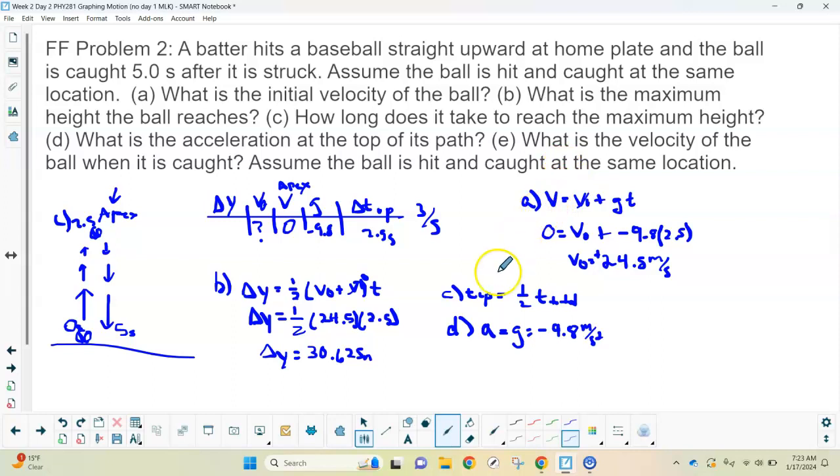E, what's the velocity of the ball when it's caught? You could do this equation for 5 seconds with the initial velocity. It turns out that it's the same. So again, it's 24.5, but this time meters per second, it's traveling back downward. Again, that's the symmetry bit. If it's thrown up and returns to the same level, it's got the same initial velocity and final velocity in magnitude, but they're in opposite directions. So that is your final velocity there.